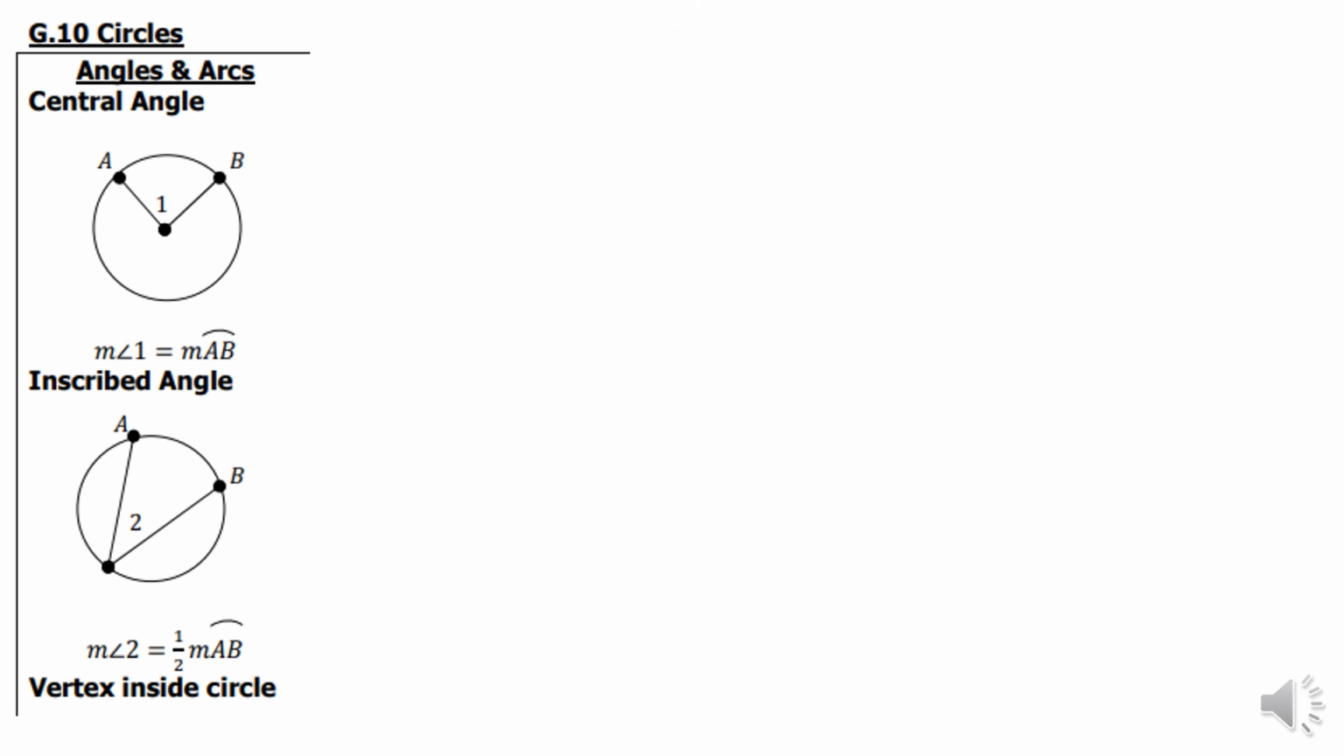For your circles, for your arcs and your angles, you have your central angle, which is equal to the arc. So for that top one, angle 1 is equal to the measure of AB. I call that the Pac-Man formula. You have the inscribed angle formula, where the angle is on the circle. It is equal to half of the arc. I call that the Hungry Pac-Man formula.